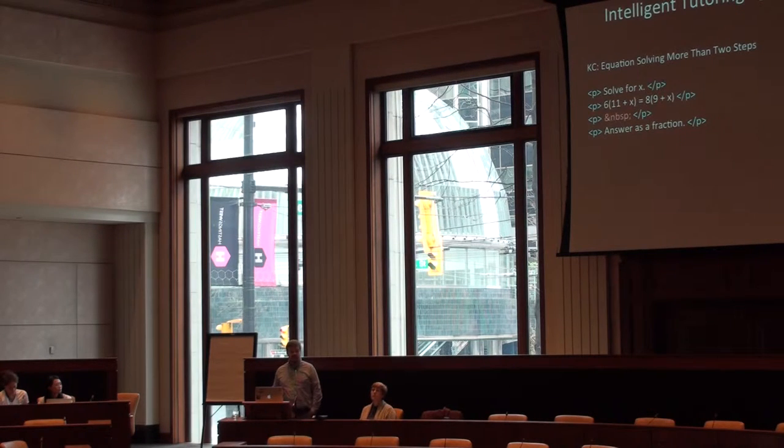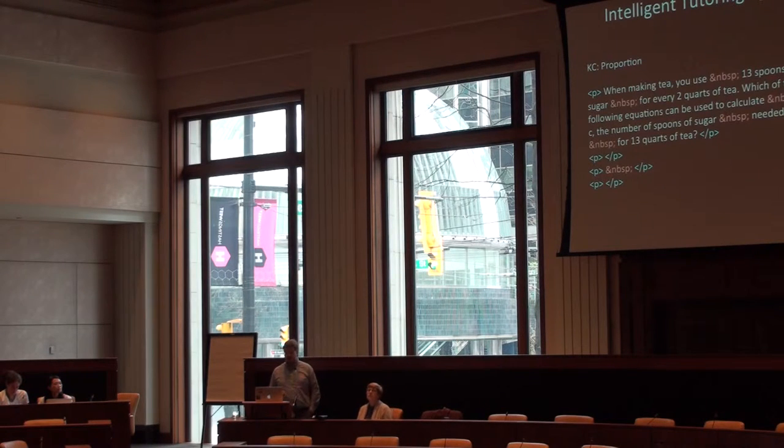So some problems and assessments do have skill tagging. Some teachers and some content experts have taken the time to appropriately tag the KC associated with a given problem. So this is an example of an equation solving more than two steps problem. And I've highlighted here the HTML tags and the special ASCII characters that we're dealing with in the raw unprocessed data, and I'll get to why those are important in just a little bit. And then this is an example of a problem that's tagged as a proportion problem. So when making tea, you use 13 spoons of sugar for every 2 quarts of tea. Which of the following equations can be used to calculate C, the number of spoons of sugar? You select your answer from a multiple choice box.